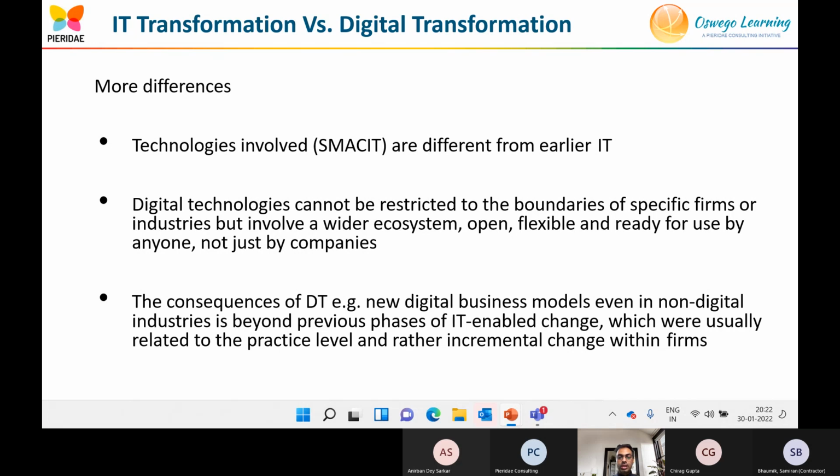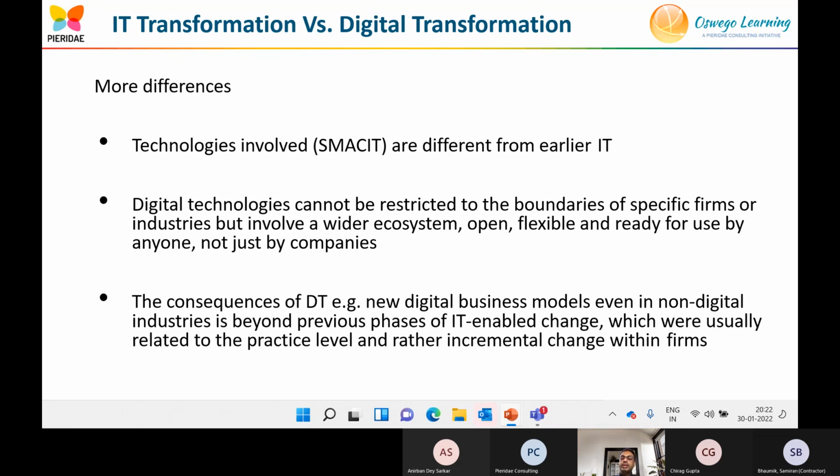S for social, M for mobile, A for analytics, C for cloud, IT for IoT: SMAC IT. Okay, so these are the technologies mostly being used in digital transformation, but in IT transformation, you can use anything. You can use Java, SAP, anything that can help you in transforming your internal stuff.